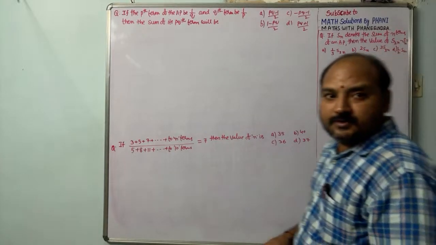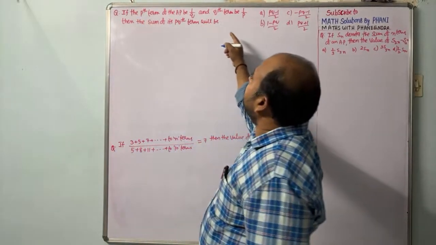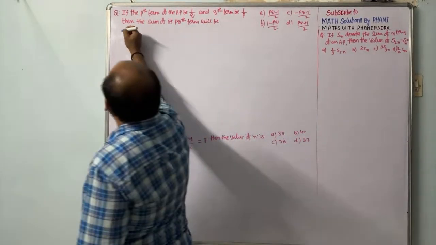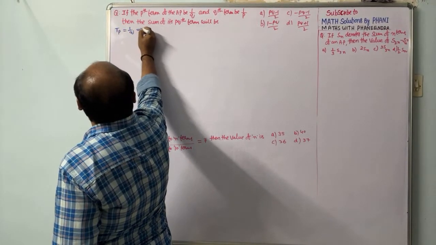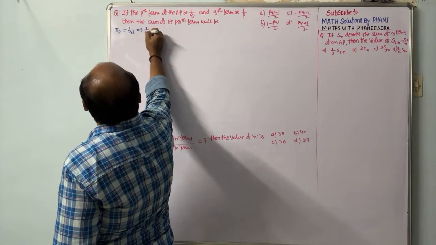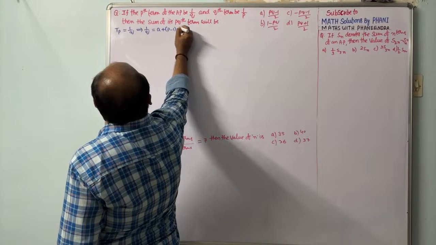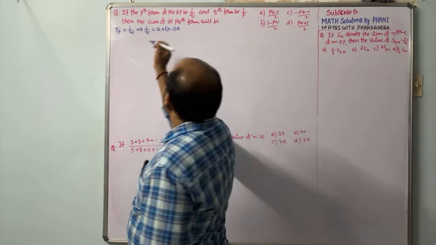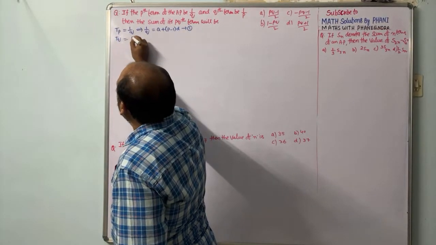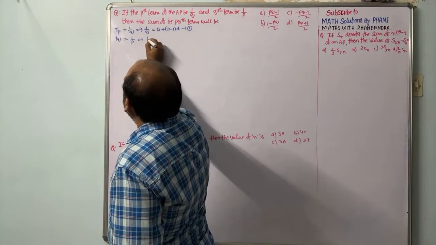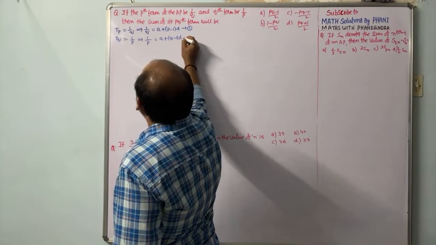Dear students, if the pth term of the AP is 1 by q, that means Tp is equal to 1 by q. That implies 1 by q equals a plus (p minus 1) into d. This is equation number 1. Similarly, Tq equals 1 by p, that implies 1 by p equals a plus (q minus 1) into d.